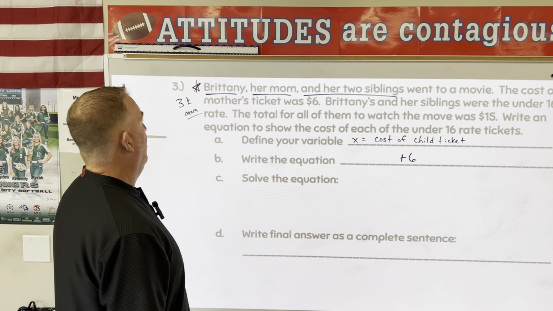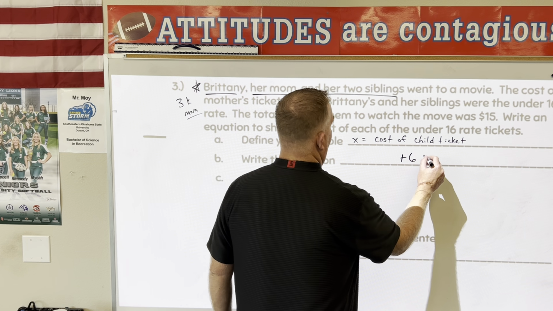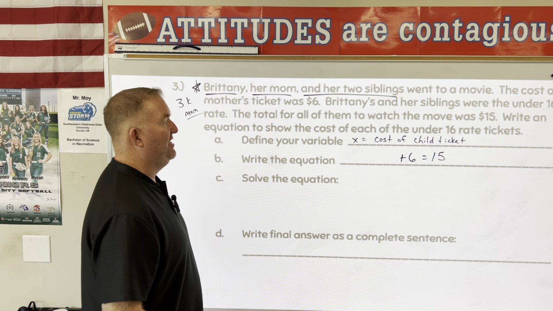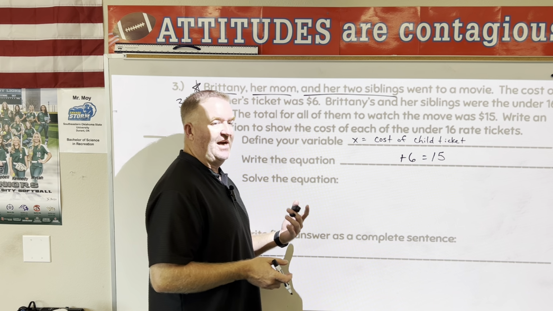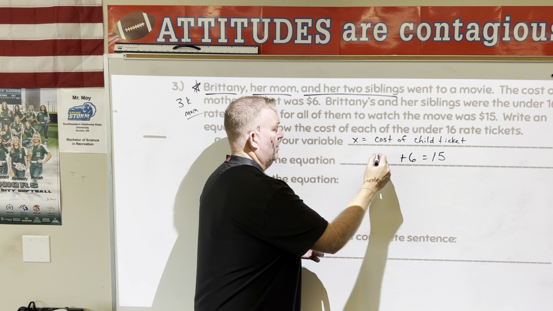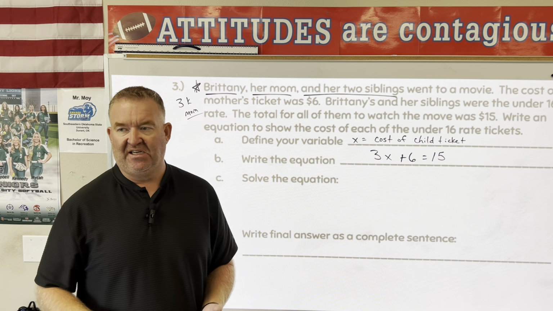Watch the movie. Oh, hold on. The total cost for all of them to watch the movies was what? $15. Write an equation to show the cost of each under the 16 rate. So the child tickets. How many child tickets did I buy? 3x. There's my equation. 3x plus 6 equals 15.